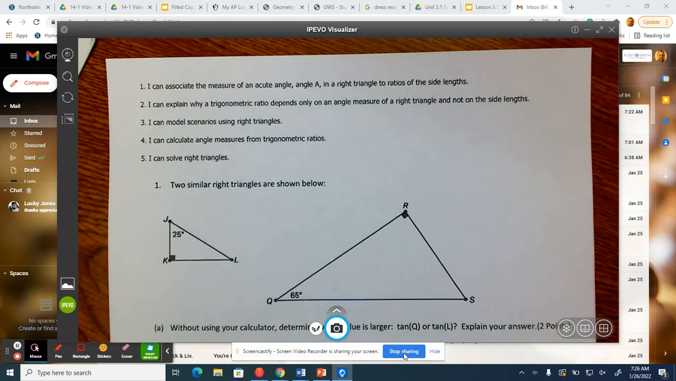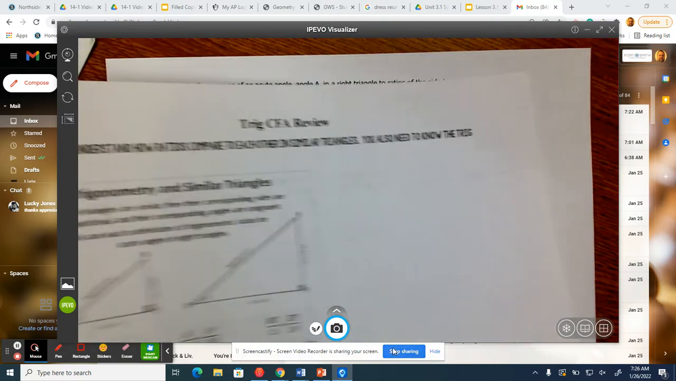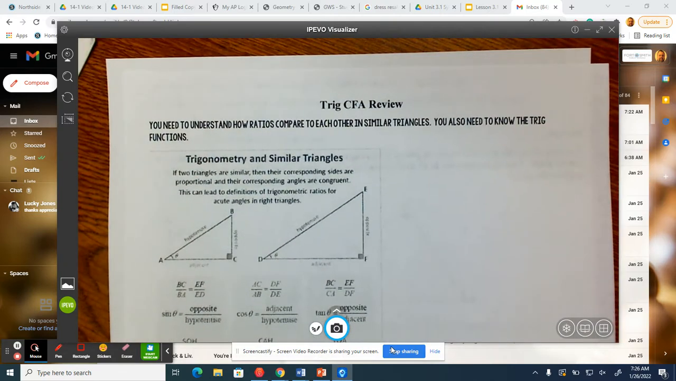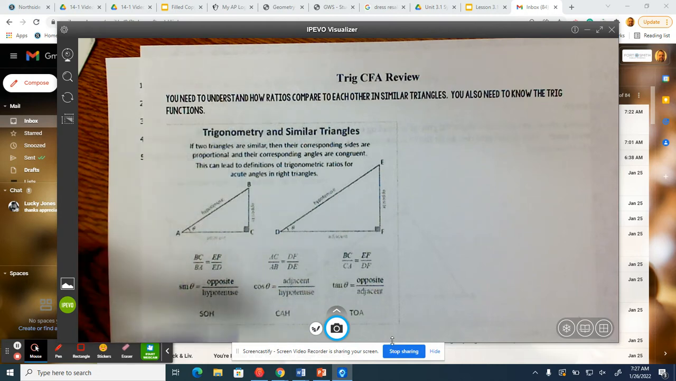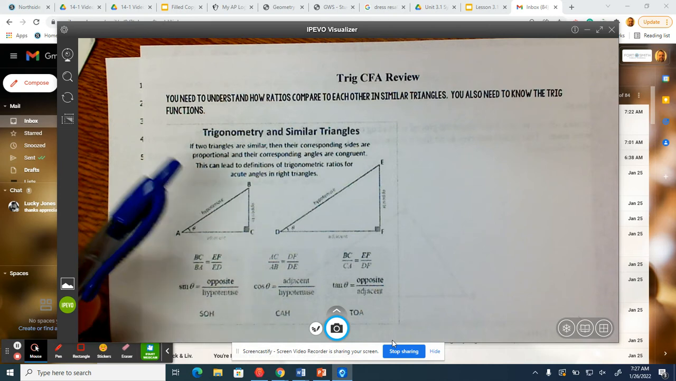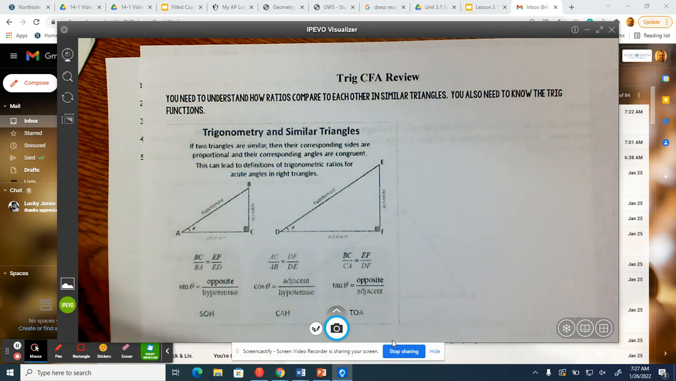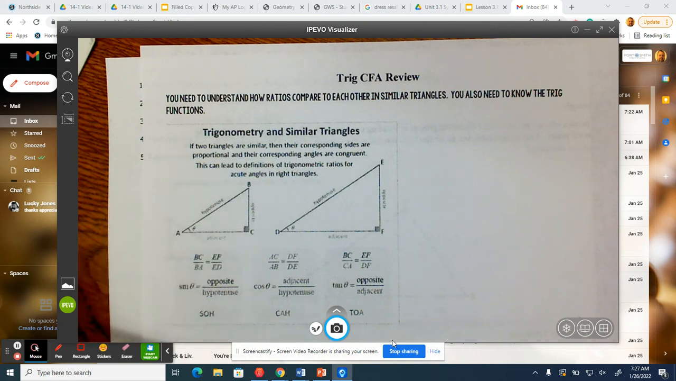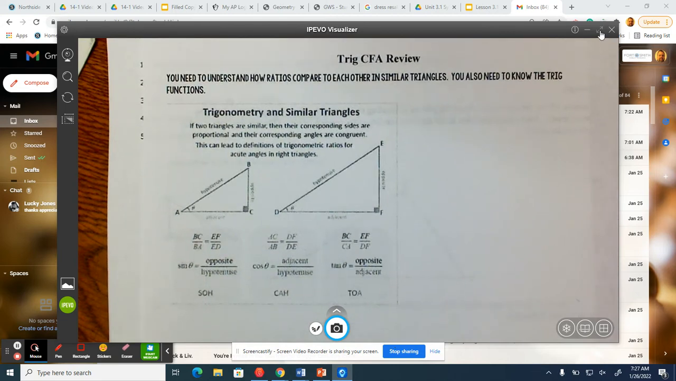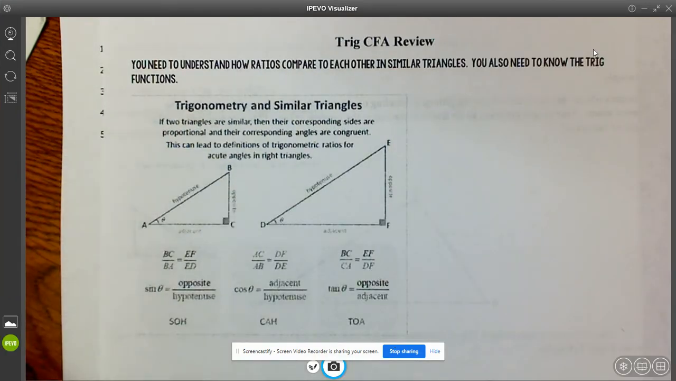Okay, I'm going to go over this quiz that we had today. Now, the whole idea about using trig is the idea that if two triangles are similar, now this is from the review that I went over in class, then their corresponding sides are proportional and their corresponding angles are congruent. And this leads us to the whole definition of what it means for trigonometry to work.